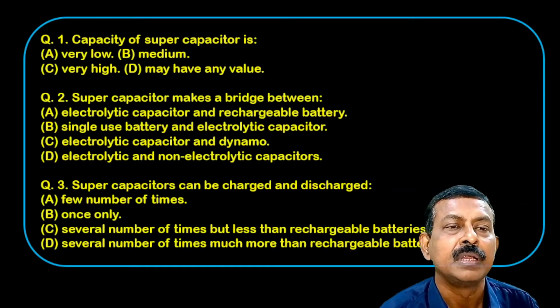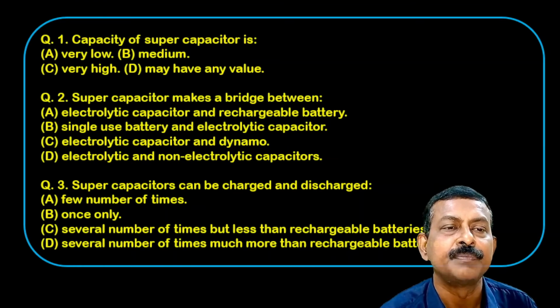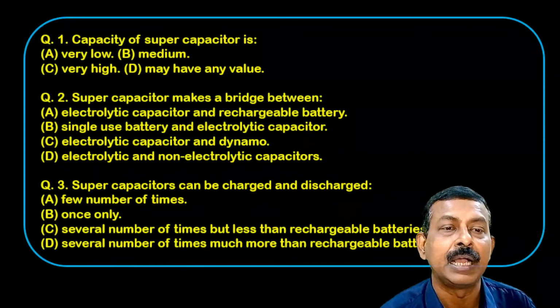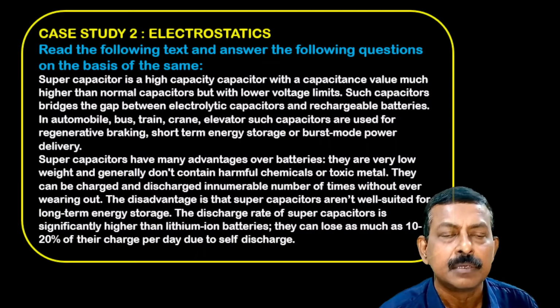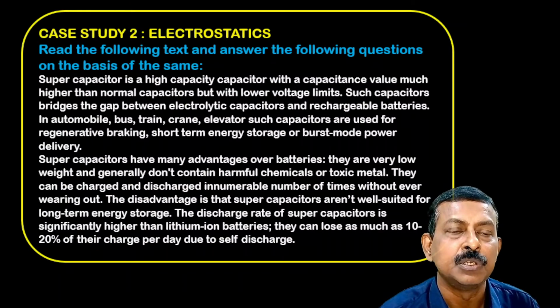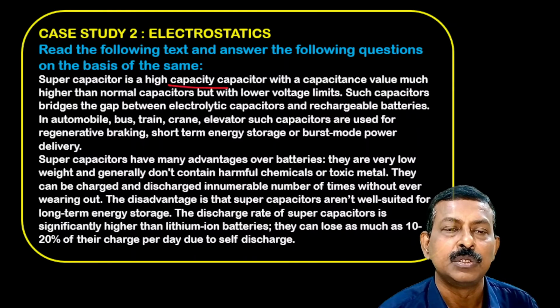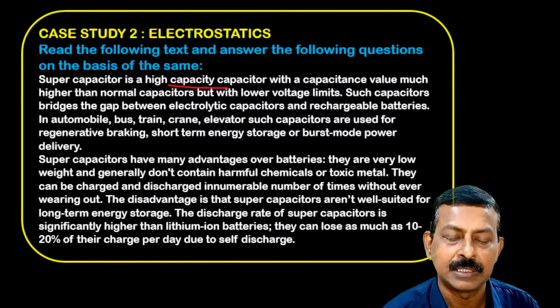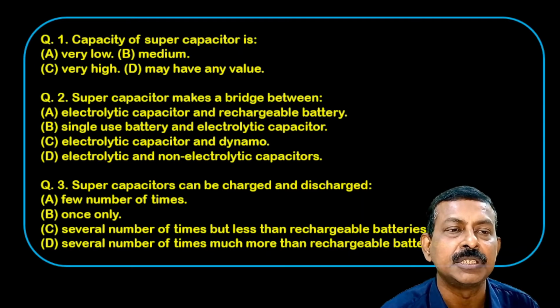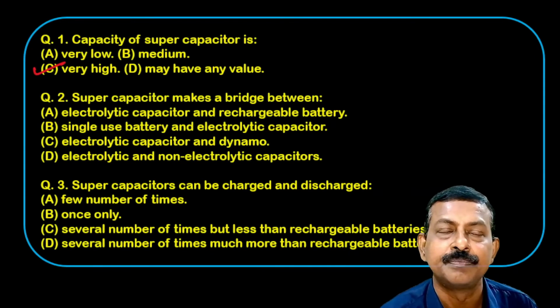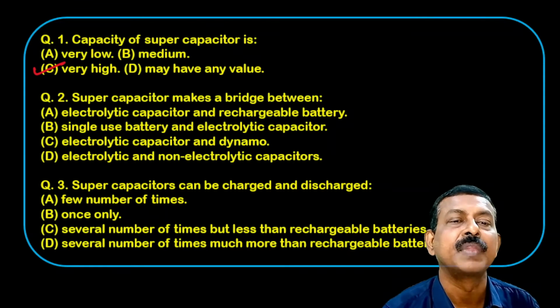First question. The capacity of a supercapacitor is: first, very low; second, medium; third, very high; and the fourth one is given as maybe any value. Now, if you look at this text or passage, a supercapacitor is a high capacity capacitor. So obviously, if I have to answer this question, the capacity of the supercapacitor we can take as very high. That is the correct answer there.